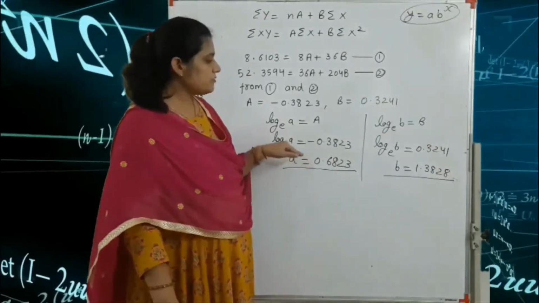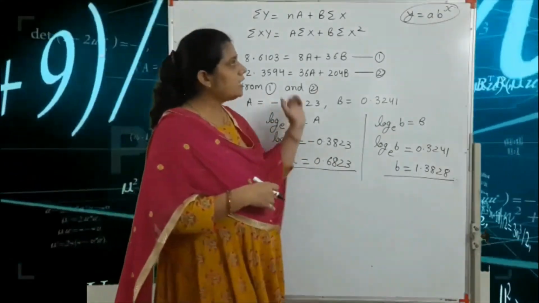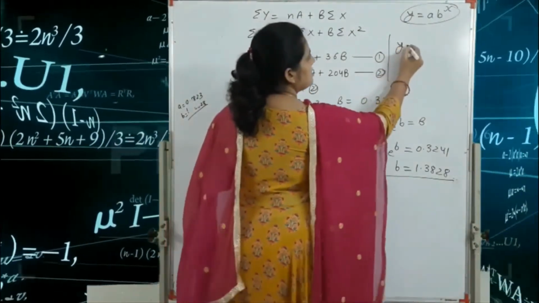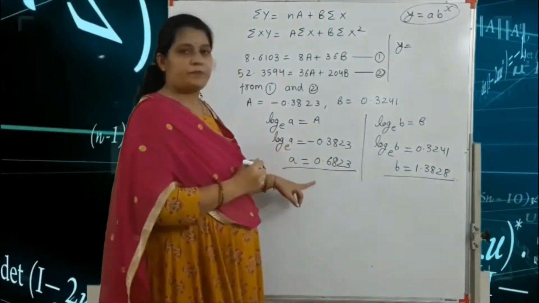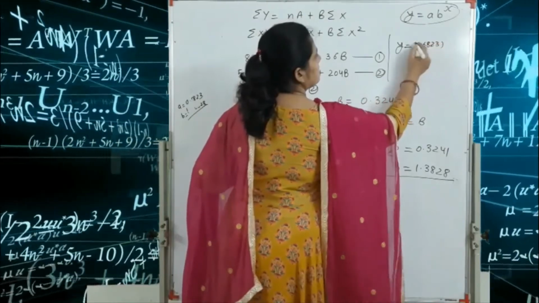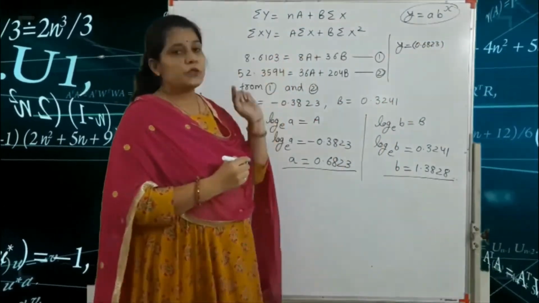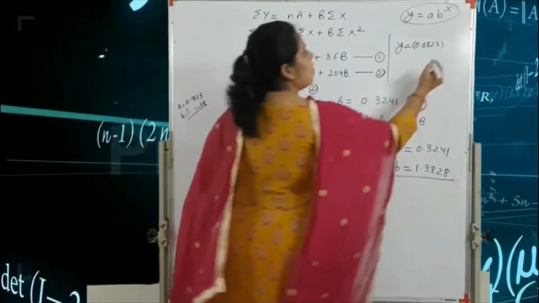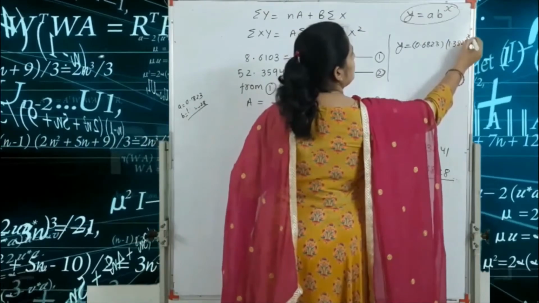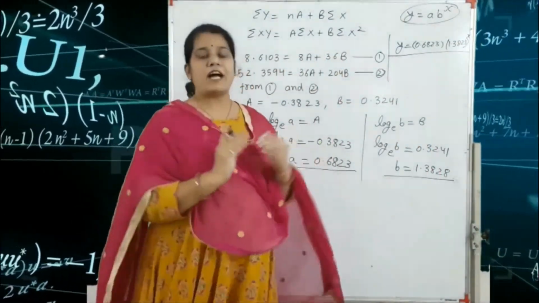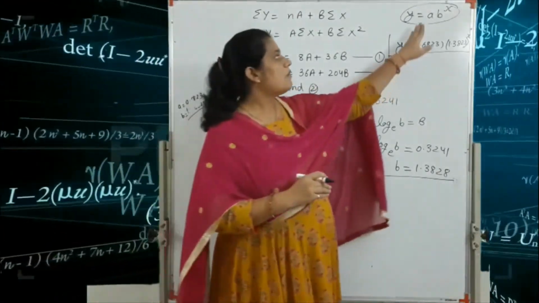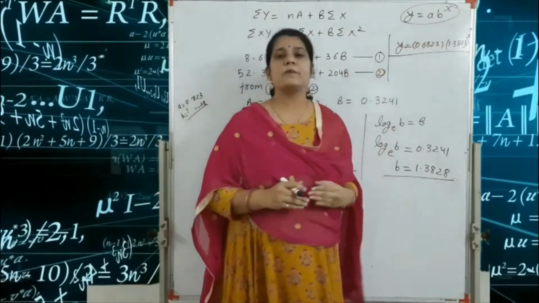So put the value of a and b in our given curve. So our final answer is what? Our final answer is y is equal to a, that means 0.6823. This is the value of a. Into b. The value of b is 1.3828 and whole raised to the power x. So this is our final answer. Okay. So this is the example of the curve y is equal to a b raised to the power x.